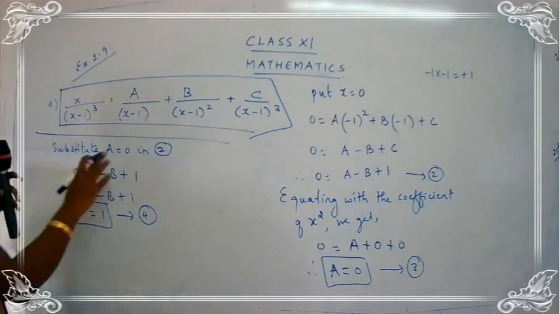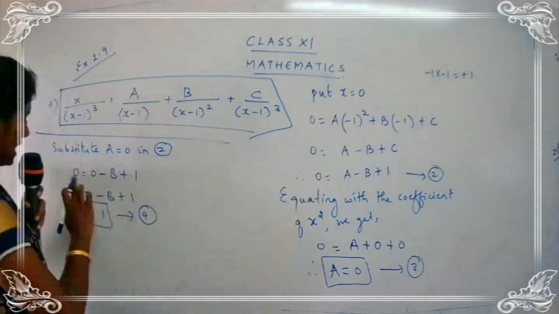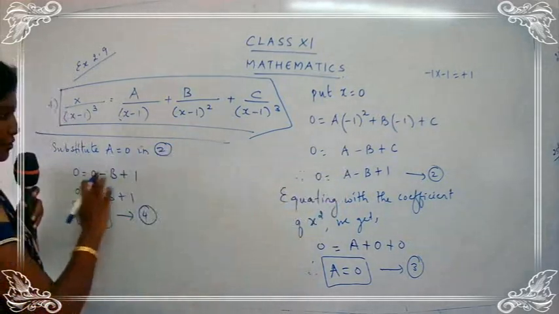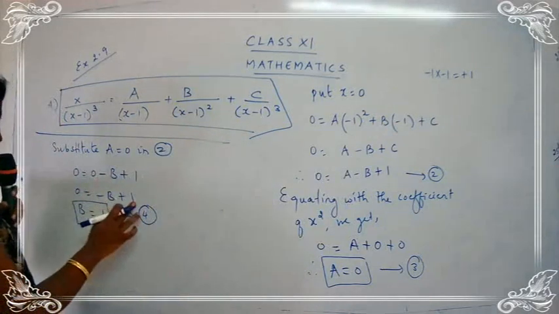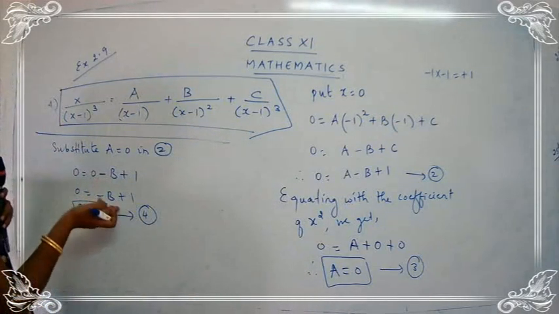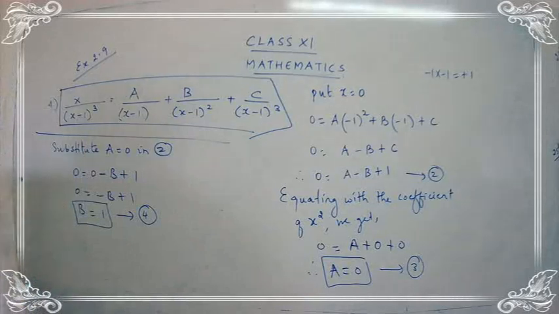I am just going to substitute the value for a. So 0 as it is, in place of a you have to put 0 minus b plus 1. So 0 is equal to minus b plus 1. So minus b, I will bring the minus b to the LHS part. So I get b is equal to 1. So we have found all the values.